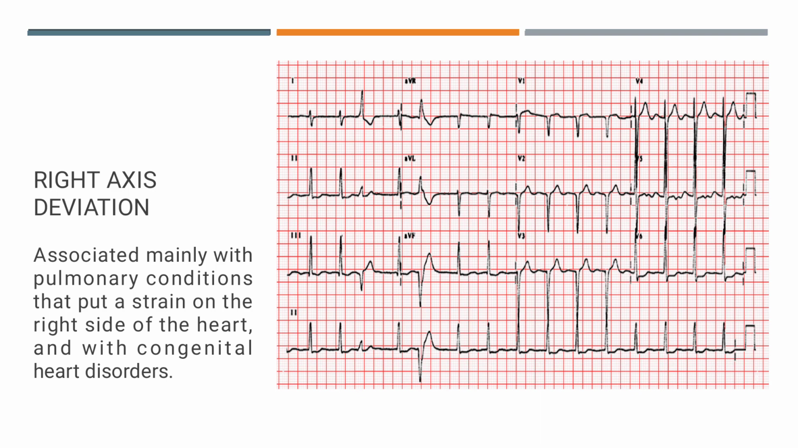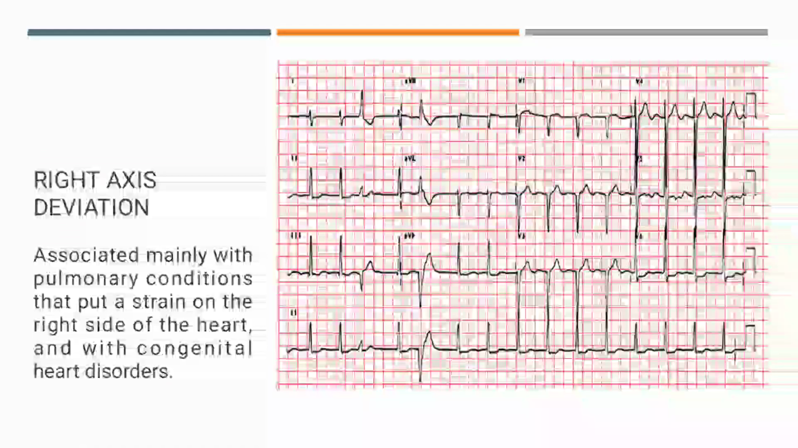So, what causes this right axis deviation? Is it easy to remember? Right side pathology, secondary to a pulmonary condition, puts a strain on the right side of your heart, and this can also be seen with congenital heart disease.